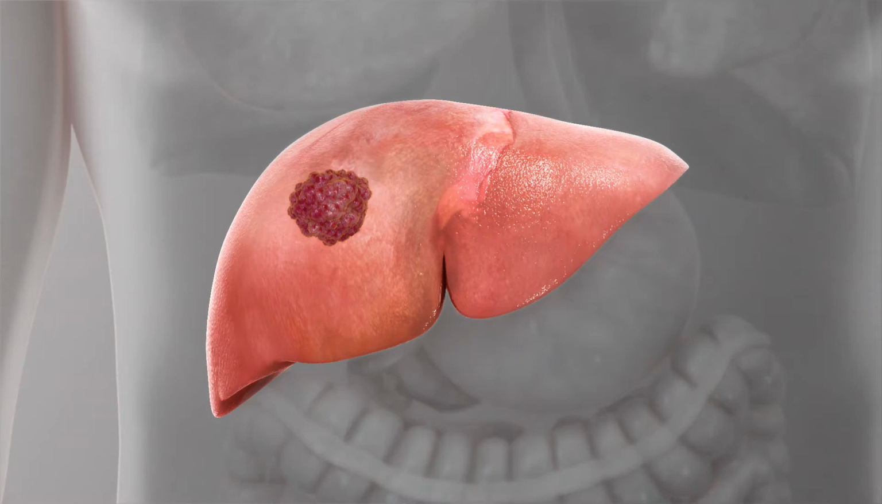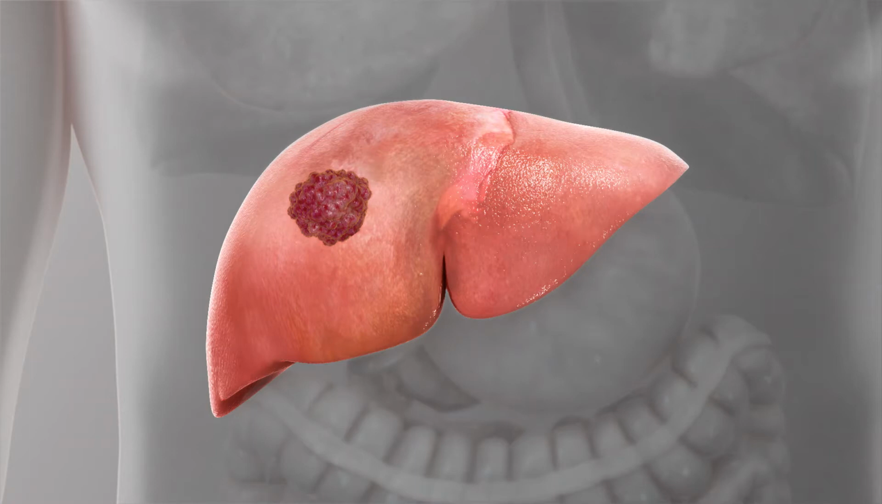It also has other types of cells, including cells that line its blood vessels and cells that line small tubes in the liver called bile ducts. The bile ducts carry bile from the liver to the gallbladder or directly to the intestines. You cannot live without your liver. It has many important functions.